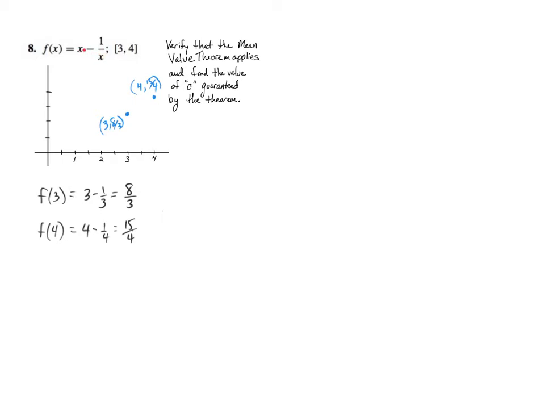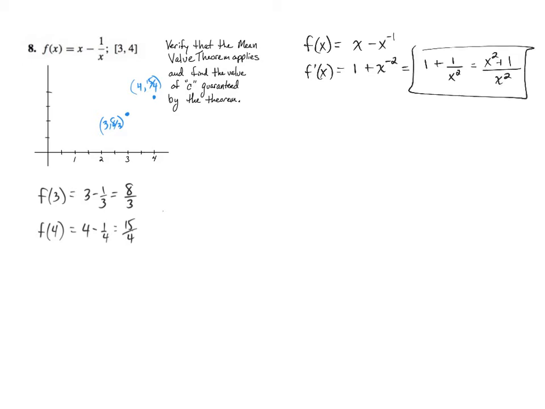The other thing we need is for this function to be differentiable along this interval. To find out if it's differentiable, all we do is take the derivative and then see if it's undefined anywhere between 3 and 4. So let's write the function over here. We've got f of x is, maybe we could call this x minus x to the negative first. Take the derivative, which would be 1 plus x to the negative 2, or 1 plus 1 over x squared. Or if we felt like showing off and writing that as one simplified fraction, we could write it like that. These are equivalent versions of that.